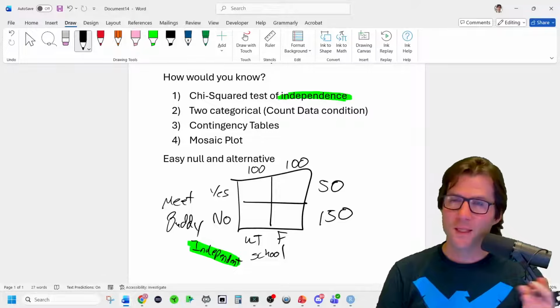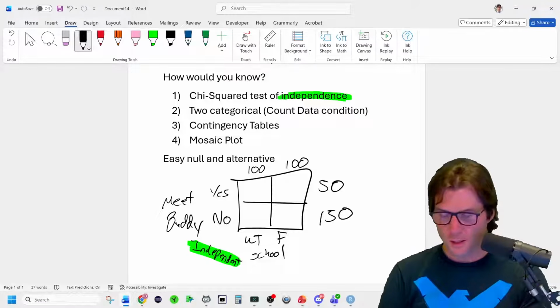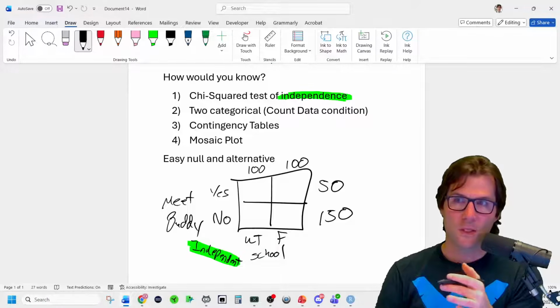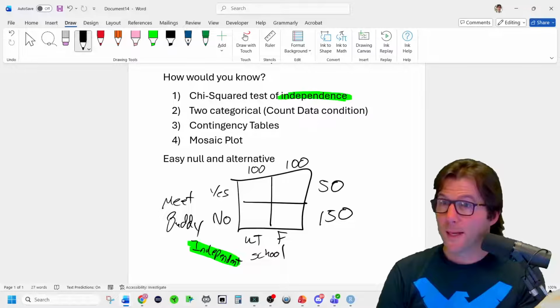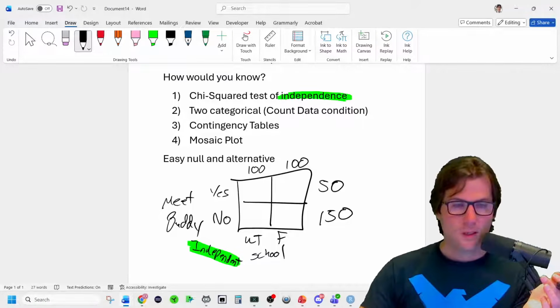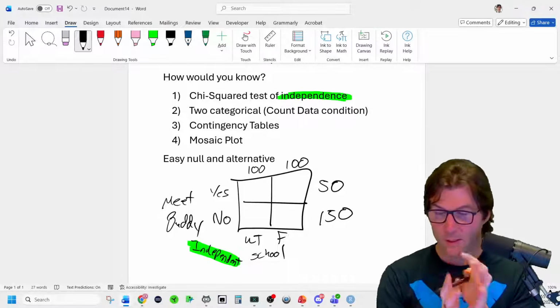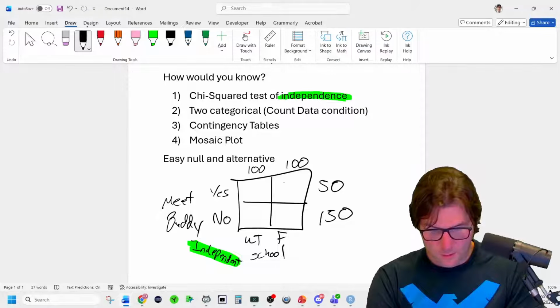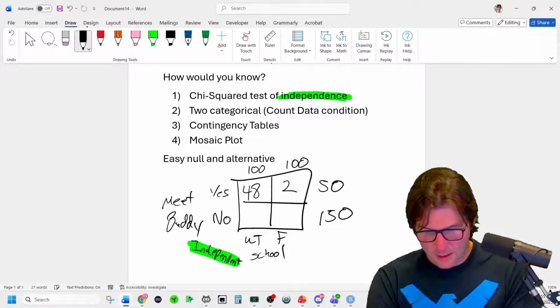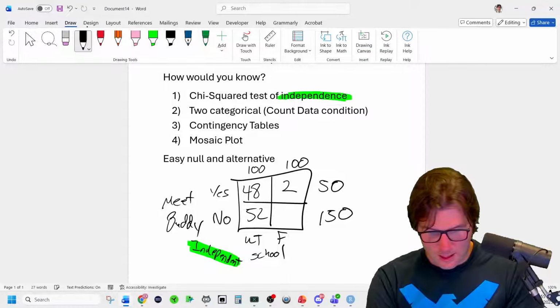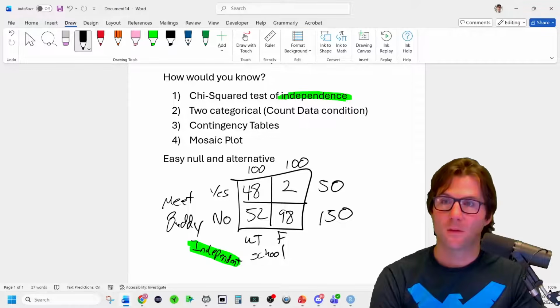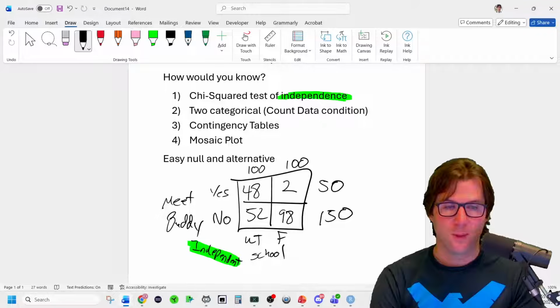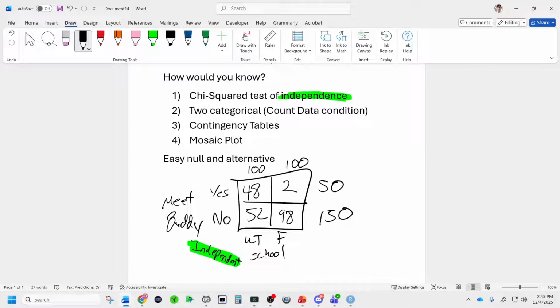I like to put it like meeting Buddy the Elf is independent of the school you go to. Buddy, he might travel. Apparently, according to this data, he might, because I'm going to go here and write in the following that we have 2, 48, 52, and I think this would be 98, right? So how many people at UT have met Buddy the Elf? Look at the table. So you have to read the table now.